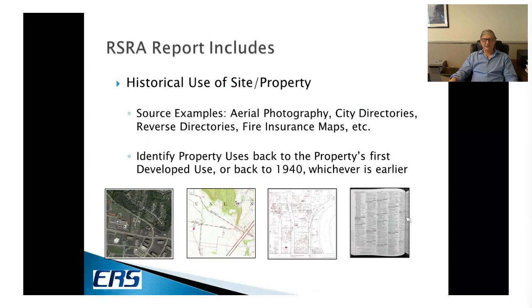See where my mouse is right there? That's a typical page of a city directory. And we usually try to get city directories in 5 or 10 year increments back to the 1930s, 40s. Sometimes we can go into the 1800s, depending upon how old the area or property is.